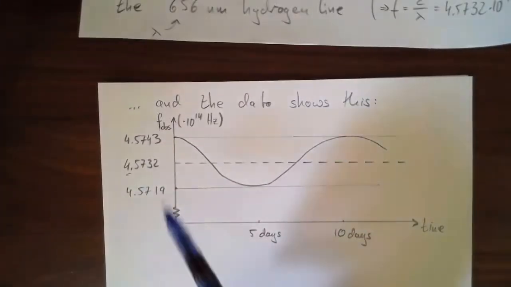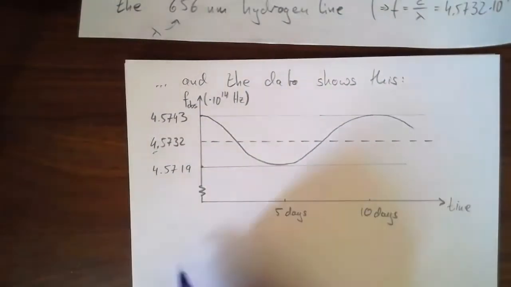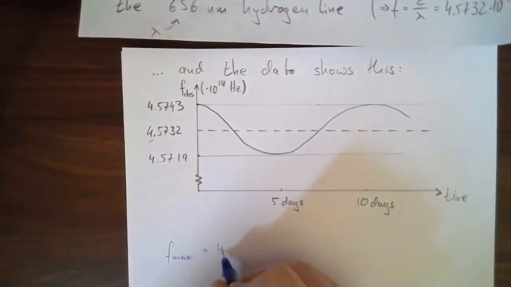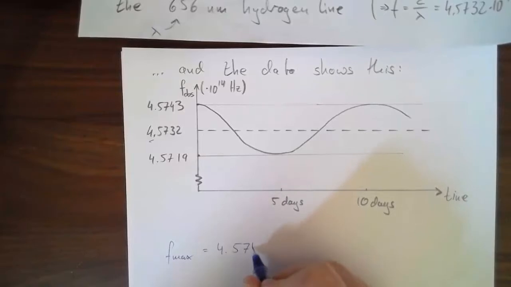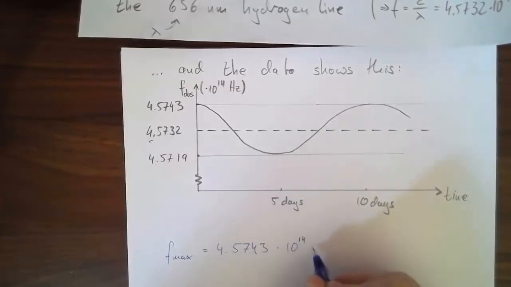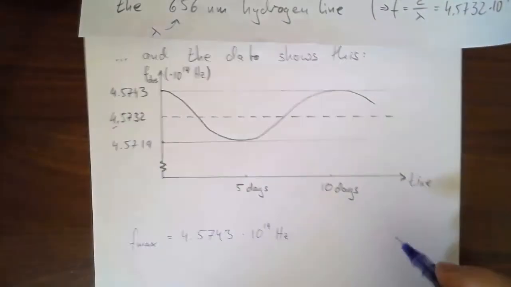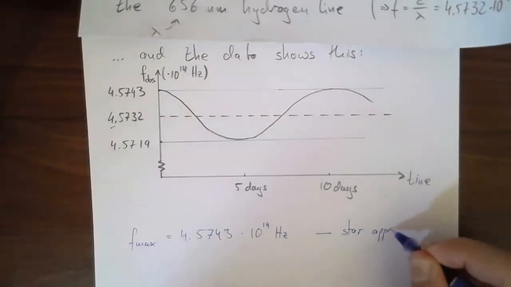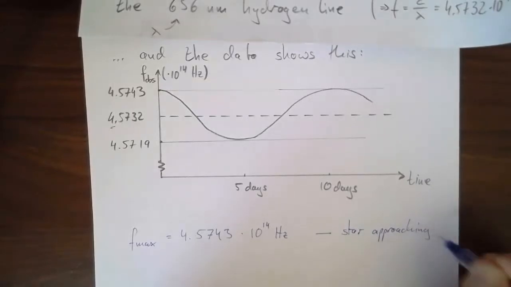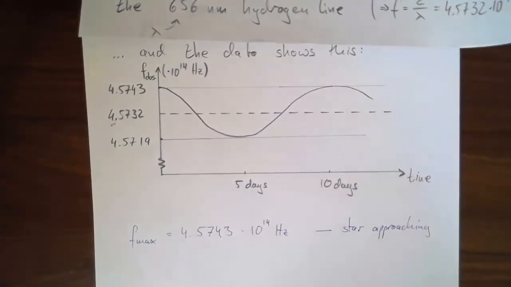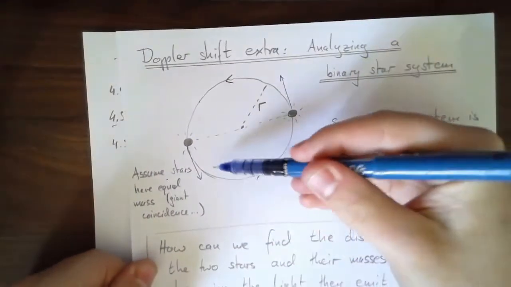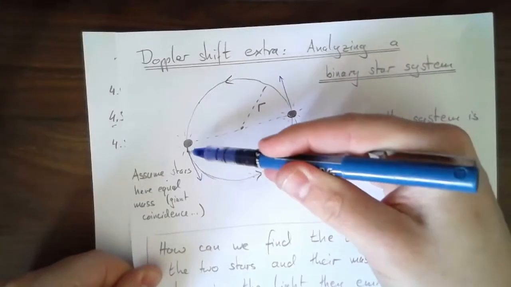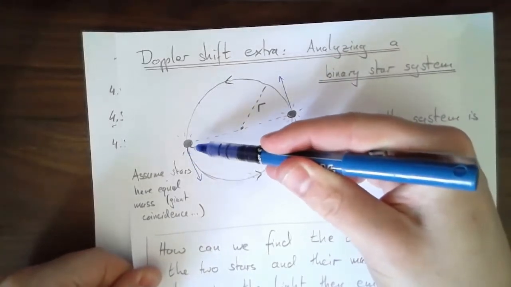So let's check this maximum frequency. F max is 4.5743 times 10 to the 14 hertz. And that corresponds to the star approaching us. It's coming straight towards us, because then it's turning. Down here, the star is coming straight towards us. Right now, it's not going to keep going, but it's right now coming towards us. So the light is Doppler shifted according to an approaching source.